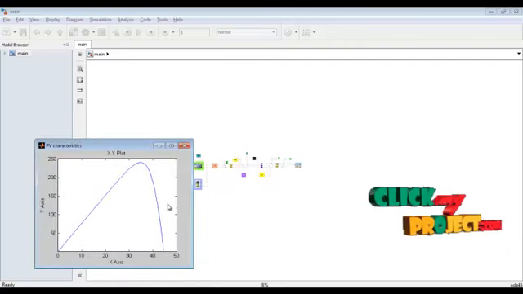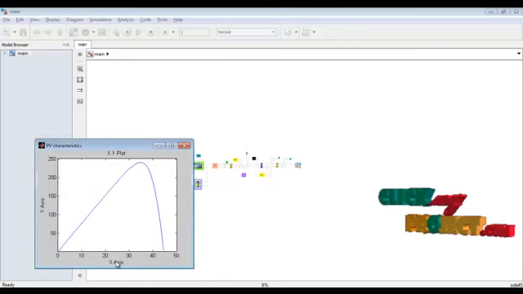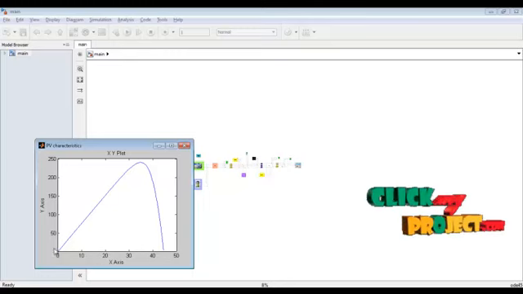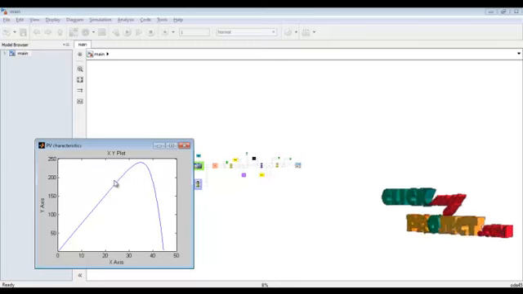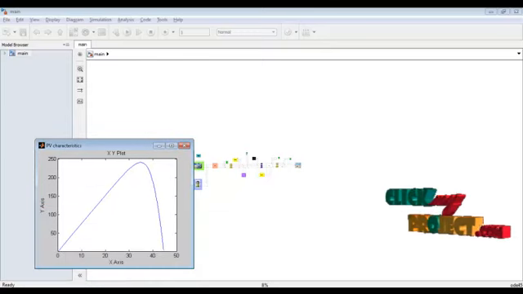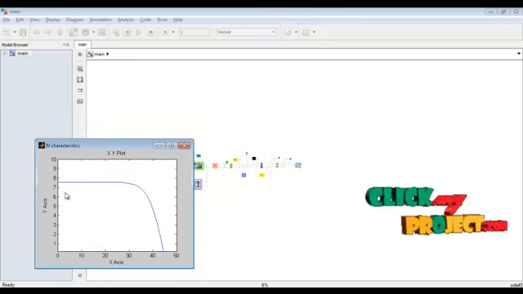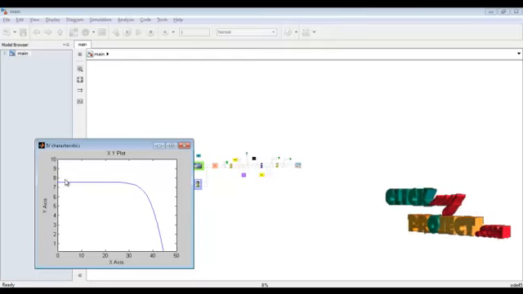This is for the PV characteristics of the solar panel. The x-axis is voltage, and the y-axis is power. It goes nearly to 232 or 240, getting the maximum power we can attain from the solar panel. Then next is the IV characteristics of the solar panel. The x-axis is voltage, and the y-axis is current. This is an IV characteristics curve.